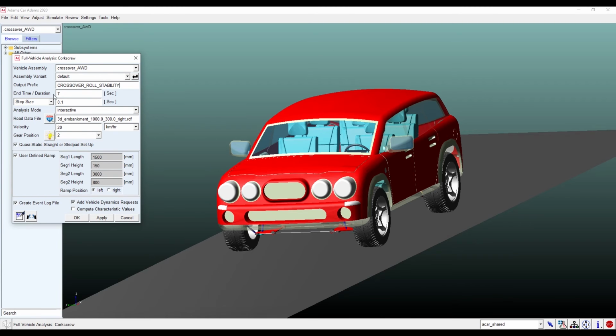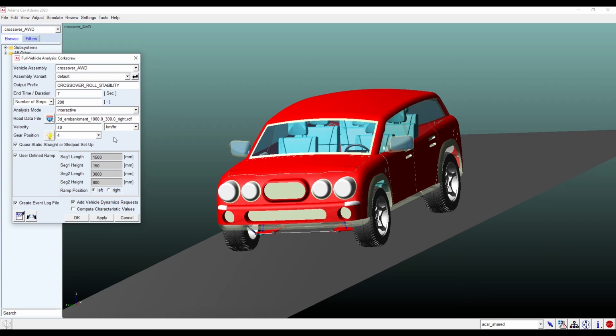Ramp, corkscrew. During a corkscrew analysis, the vehicle starts with an initial velocity and is driven over a ramp. The corkscrew DCP is similar to the straight line maintain analysis. The simulation has three phases: ramp phase, airborne phase, and ground sliding phase. The simulation ends when the end time is reached or the maximum roll angle is achieved. The corkscrew analysis helps you study the vehicle reactions to moving up and rolling over.